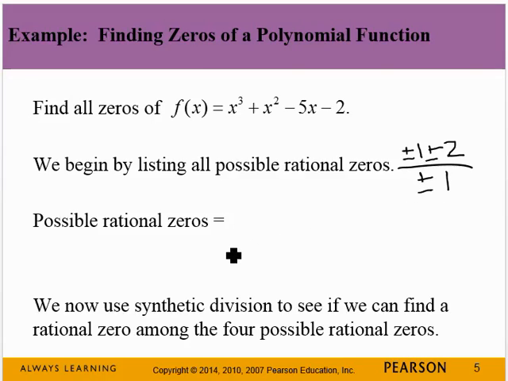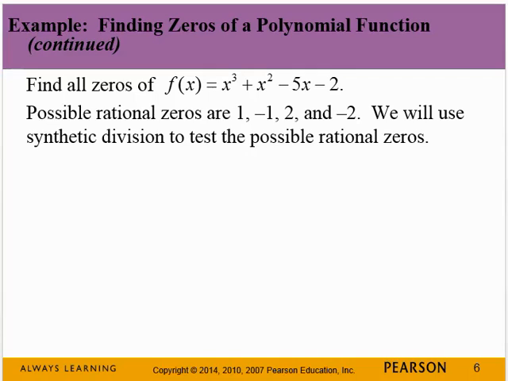So if we list out all our possible zeros, 1 divided by 1, so you have plus or minus 1, and then plus or minus 2 over plus or minus 1 is plus or minus 2. So these are your 4 possible rational zeros. We now use synthetic division to see if we can find a rational zero along these 4 possible. So that means we're going to plug each of these in to synthetic division to see if it's a 0. So we are going to test 1, negative 1, 2, and negative 2.